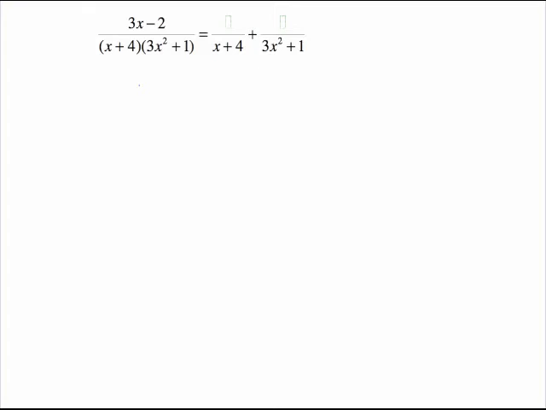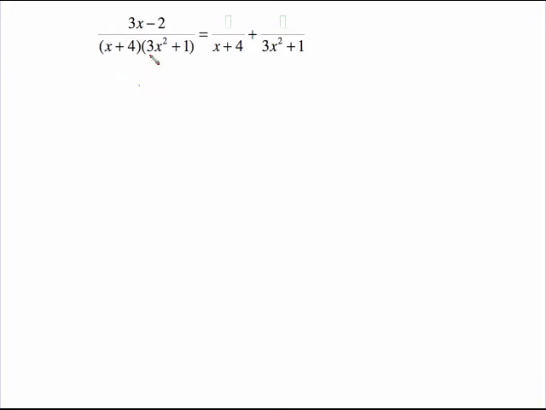This is Pre-Calc section 6.8, partial fraction decomposition part 4. What we're going to do here is another example with a quadratic factor where at the end we're not going to just let x equal 0, 1, 2, 3, whatever we want. We're going to use a method called equating coefficients.